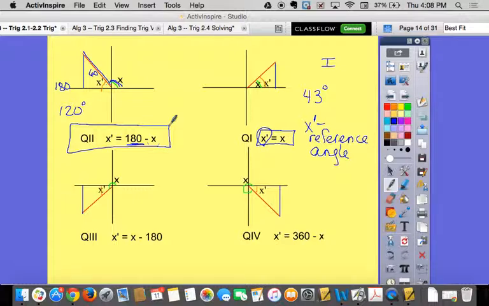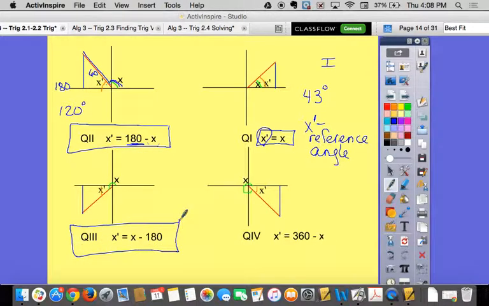Third quadrant, and this is a typo. I did this before. This is supposed to be plus sign. Excuse me. Hold up. Maybe not. No, I have it right. I keep second guessing myself.